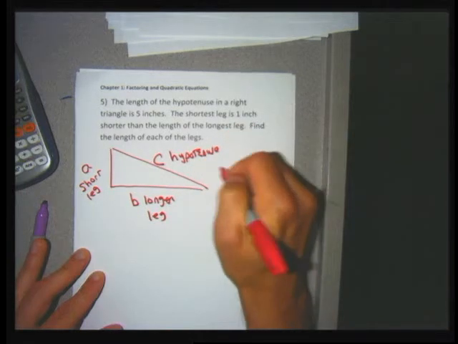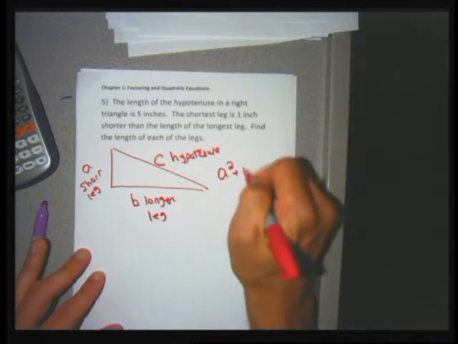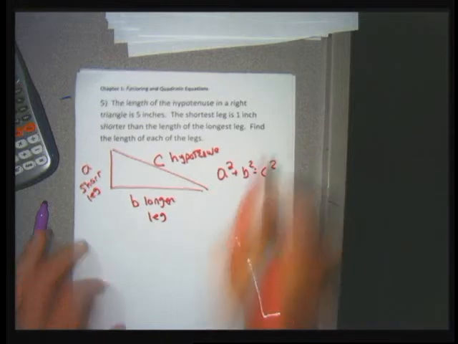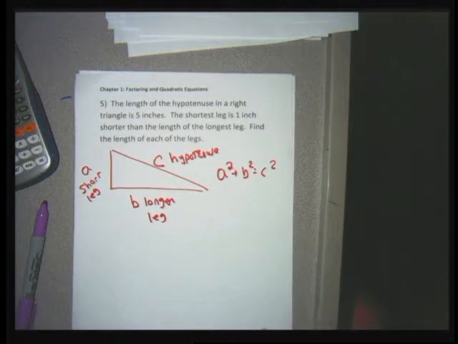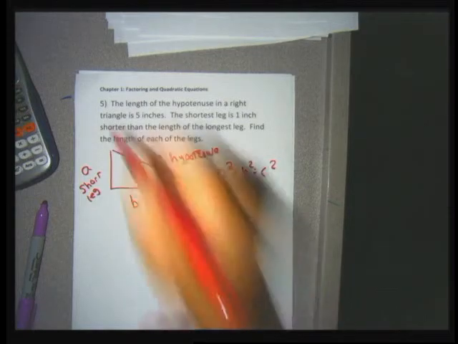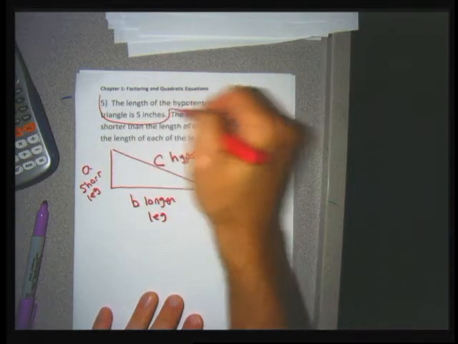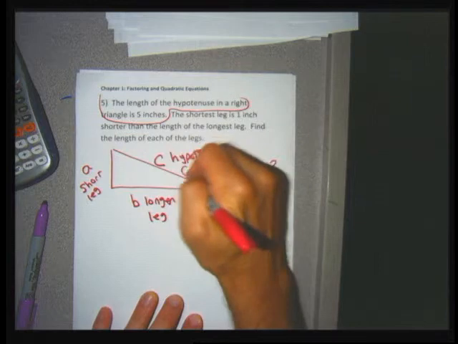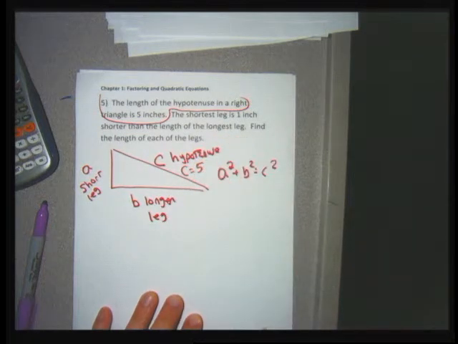And we know that this triangle obeys the formula a squared plus b squared equals c squared. I need that, even before getting into the problem, I have to have all that knowledge on my note card or in my head. And now I'm going to start filling everything in. The first sentence tells me the length of the hypotenuse, which is the c, is 5. So this side is 5 inches.